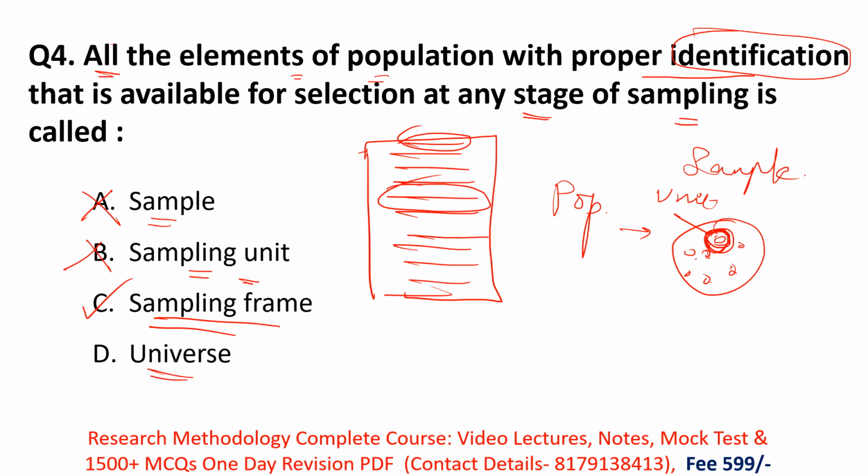Then option D is universe. Universe is also known as population. Universe means your whole population. So again, this is not the correct option for this question. For this question, option C is the correct answer, sampling frame.